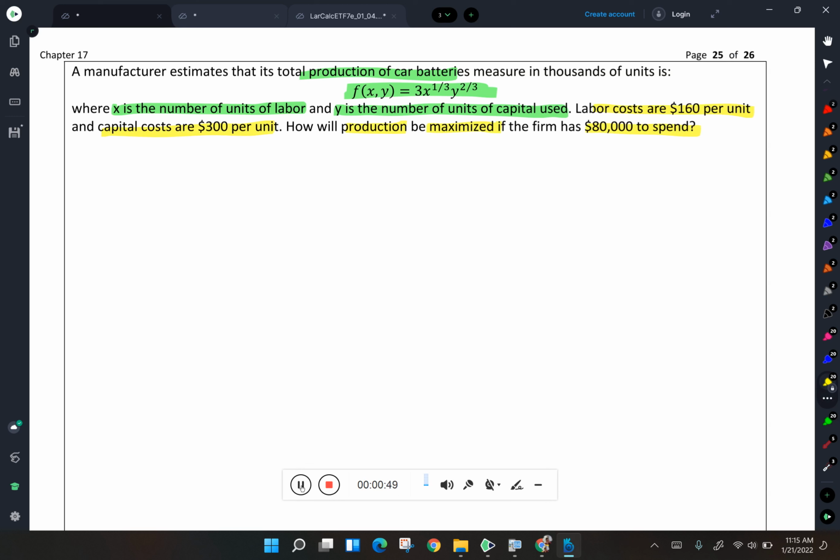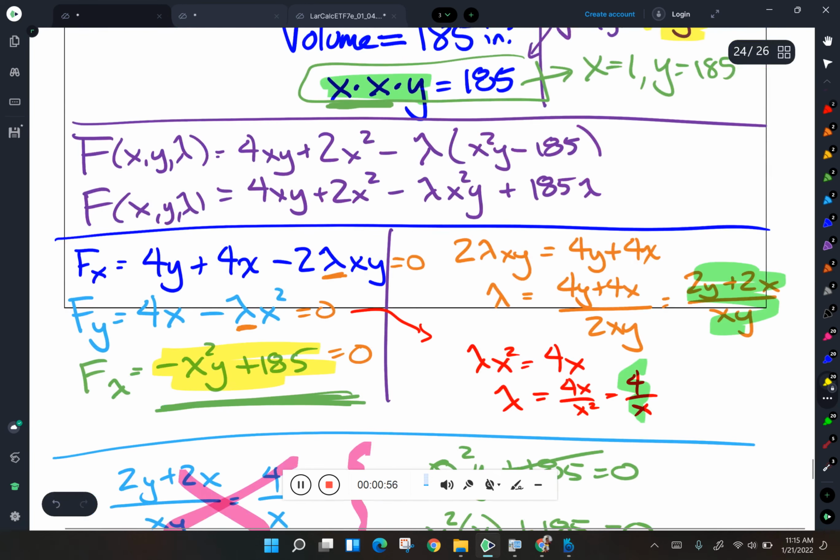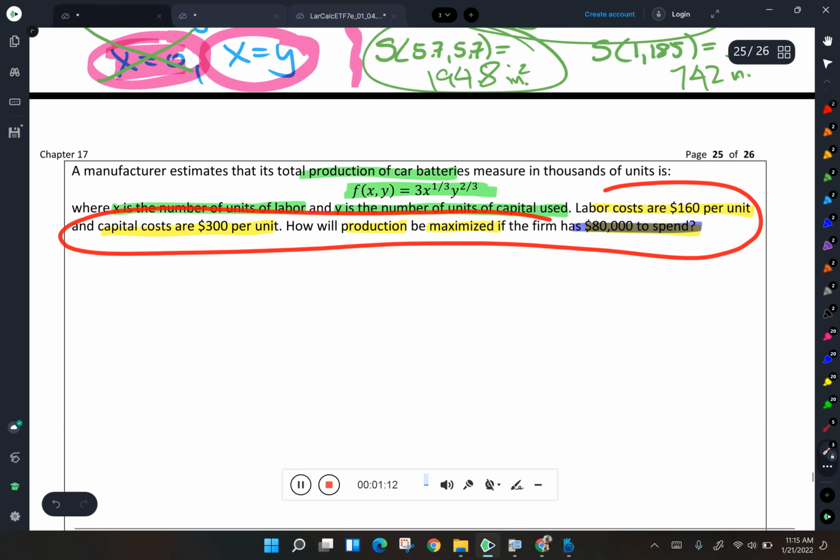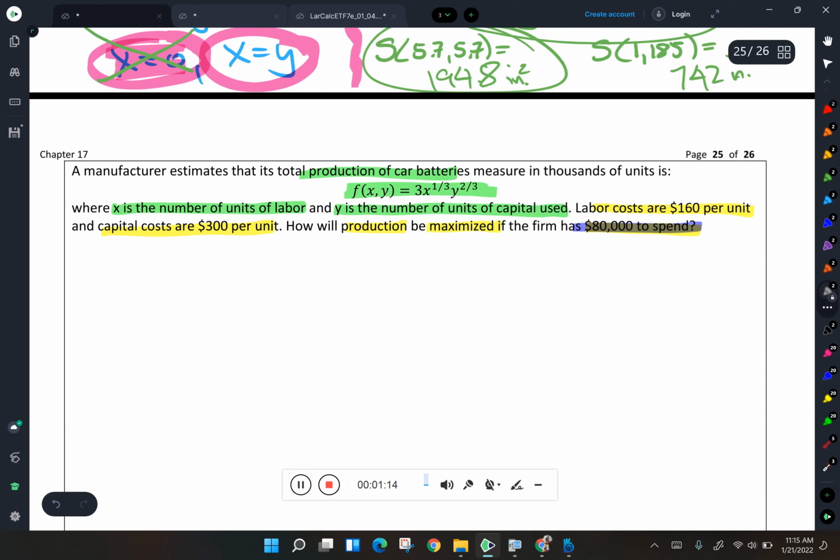All right, so I read the problem and I noticed that something's missing. In all the other problems, they pretty much gave me a bunch of stuff, but I'm not sure where the constraint is. I think this is the constraint right here, that I only have $80,000 to spend, and somehow I need to use this to make some sort of a function that's going to be that constraint. So what does it look like? Well, it looks like the money I spend has to be $80,000.